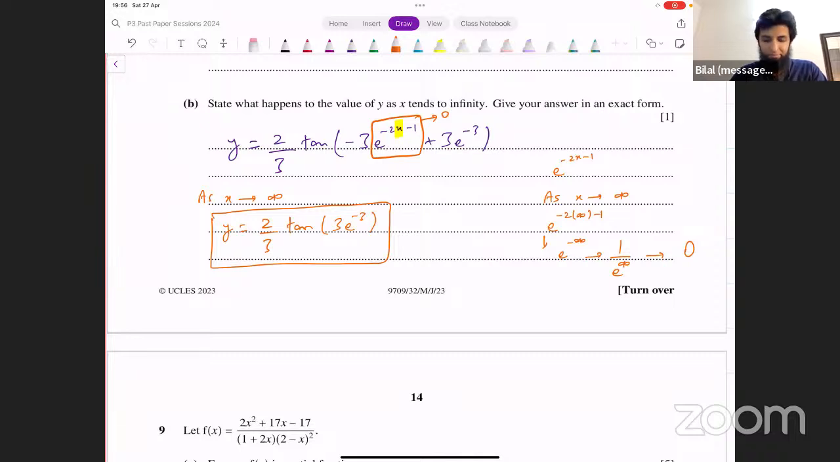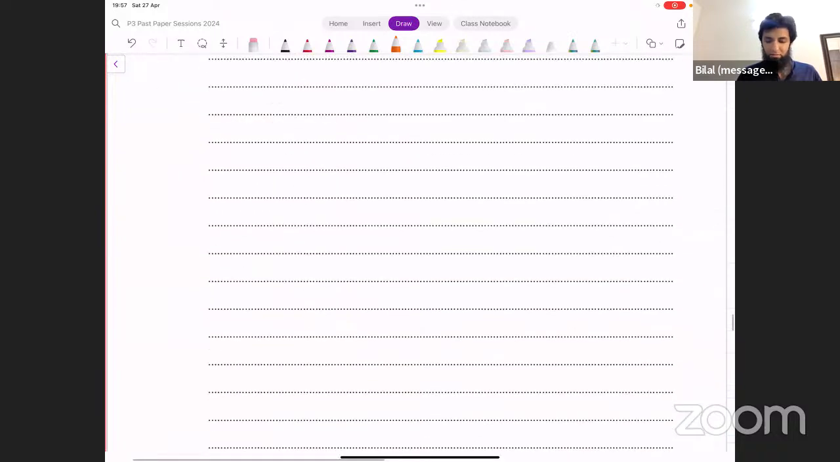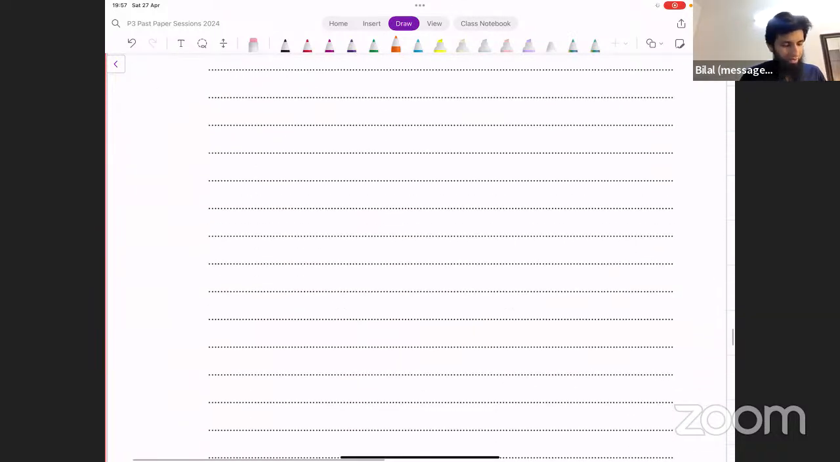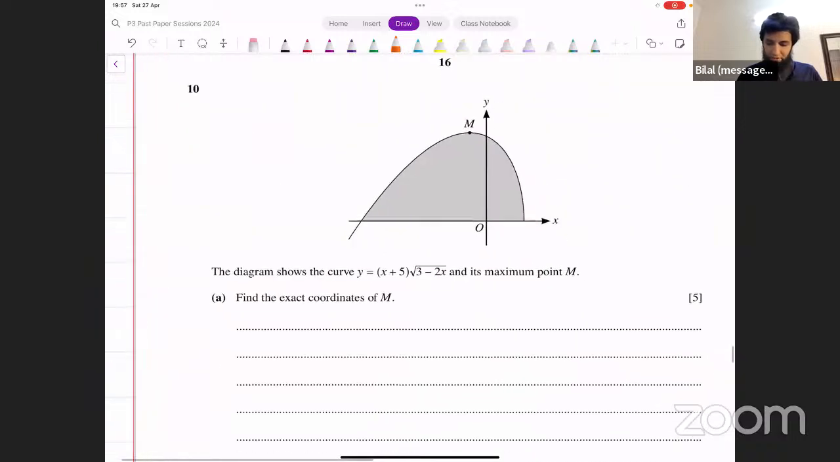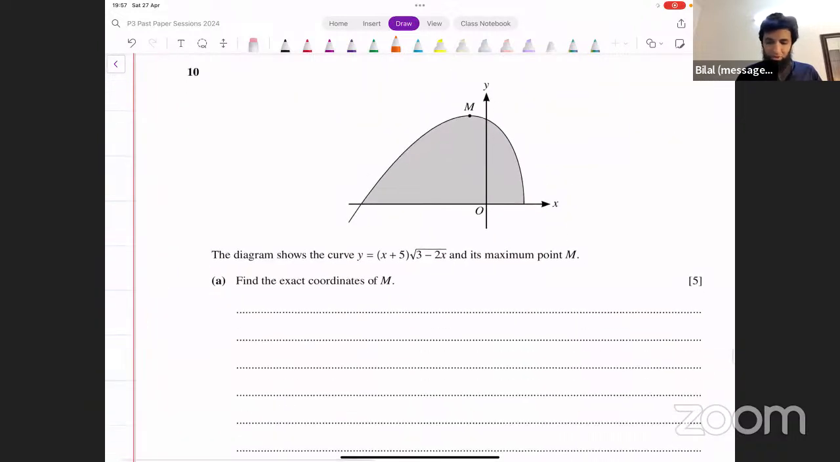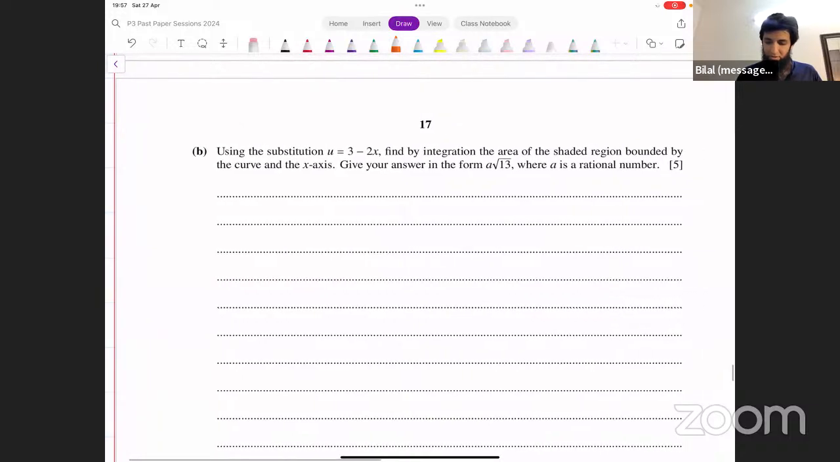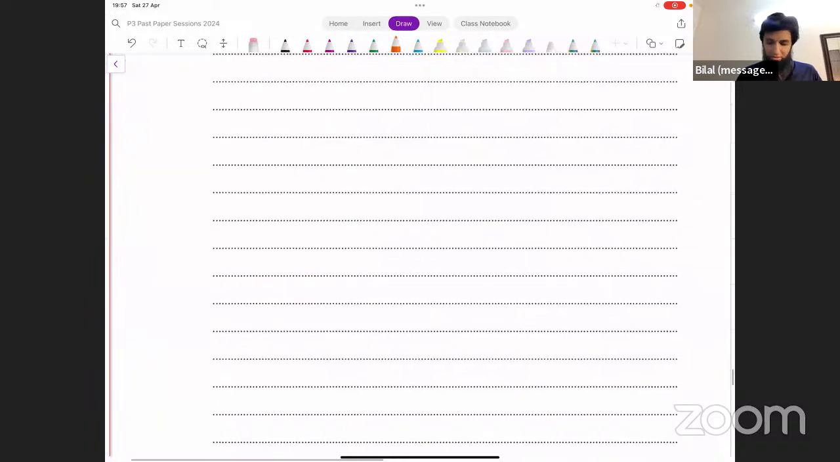Is that okay? So you just think about what happens to this part. When x becomes very large, this part becomes 0, so that gets eliminated. And we're just left with 3e raised to the power negative 3 inside tan. And that's your final result. All good? Okay, so that was the last part of question number 8. Next we have 9. Nobody's asked about that. 10, it's about turning point and area under the graph. Okay, I hope you've attempted that and were able to do that.